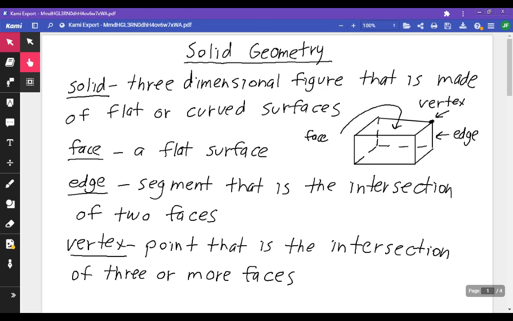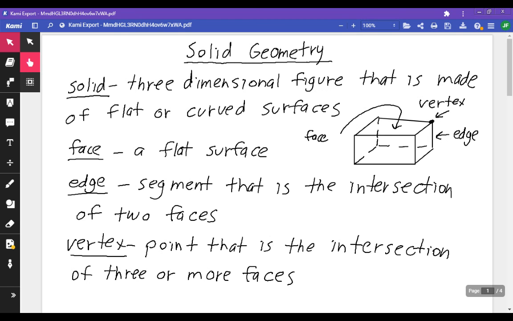Okay, welcome back everybody to a brand new chapter. And this chapter is about solid geometry. We'll talk about a lot of definitions first and give some examples of what we're talking about. So let's take a look at what we're talking about when we're talking about a solid.